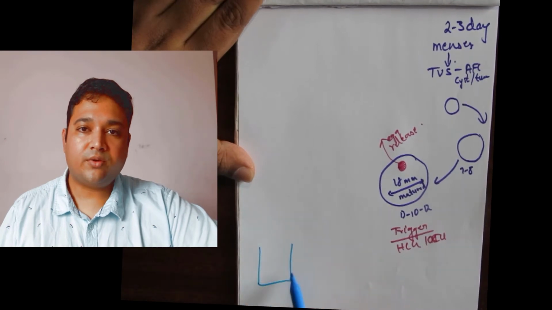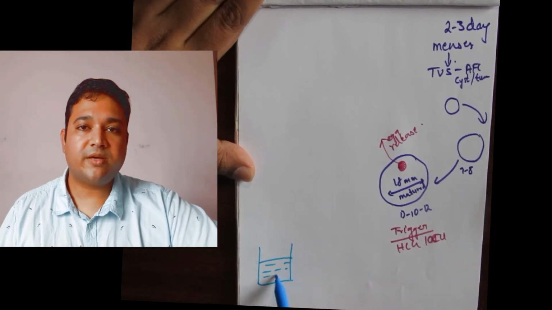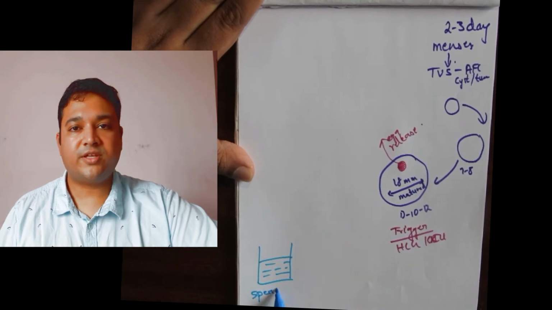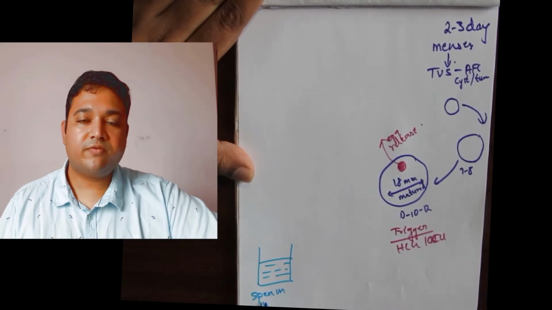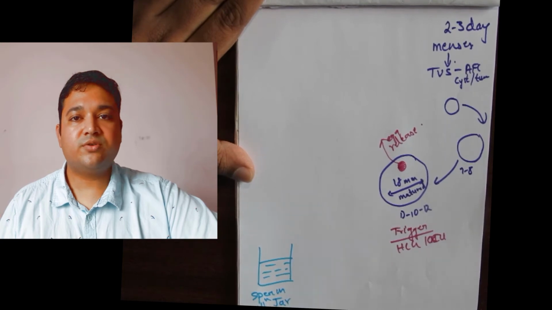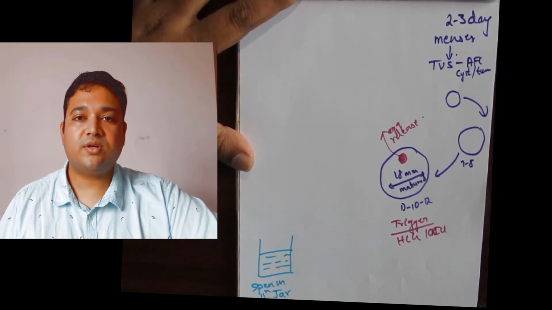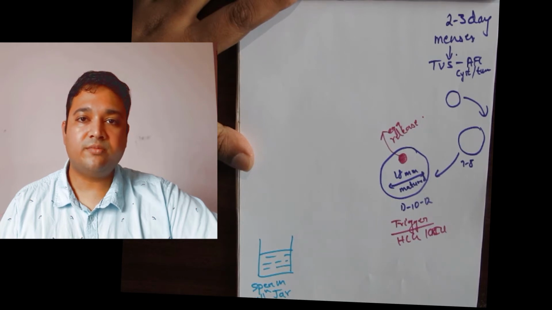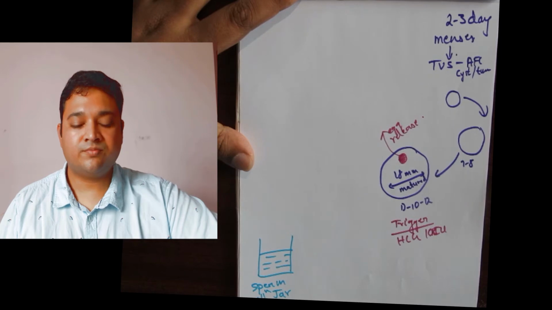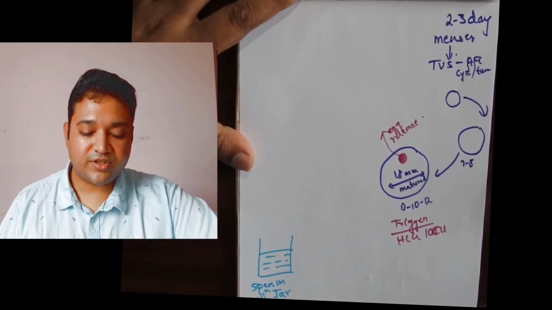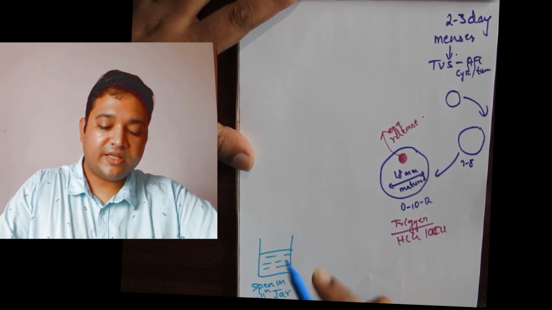On the day of IUI, the husband gives his sperm sample in a wide-mouth sperm collection jar by the method of masturbation. If for whatever reason the husband is unable to give his sample by means of masturbation, then he is also allowed to use a sterile condom to collect his sample by means of vaginal intercourse.